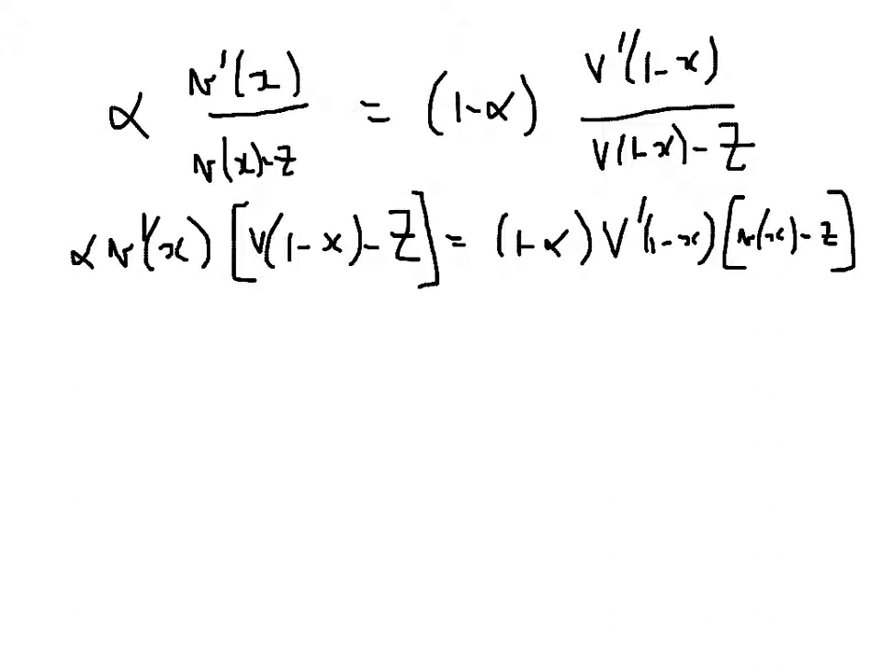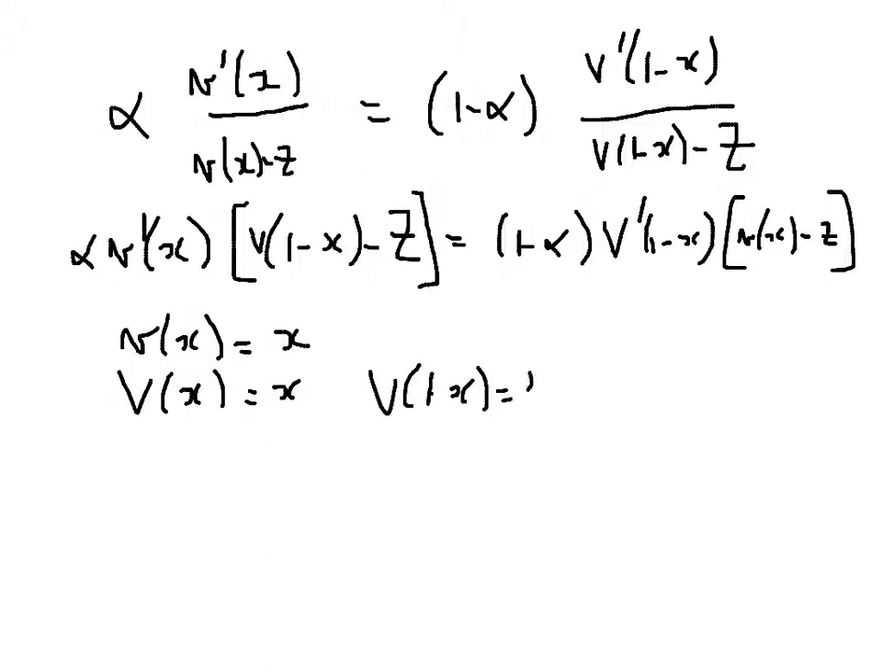Okay. Now here I'm going to simplify this. I'm going to simply assume that v of x is x, and capital V of x is x. And of course capital V of 1 minus x is 1 minus x. And the reason I'm doing this is just to simplify this a little bit.